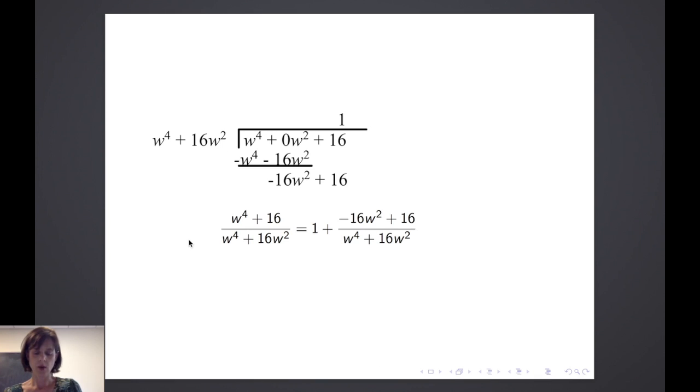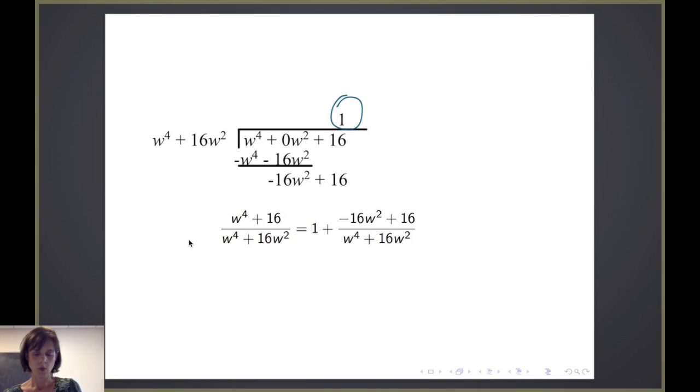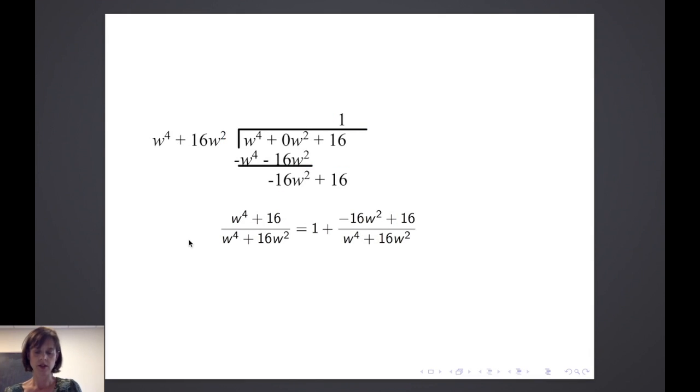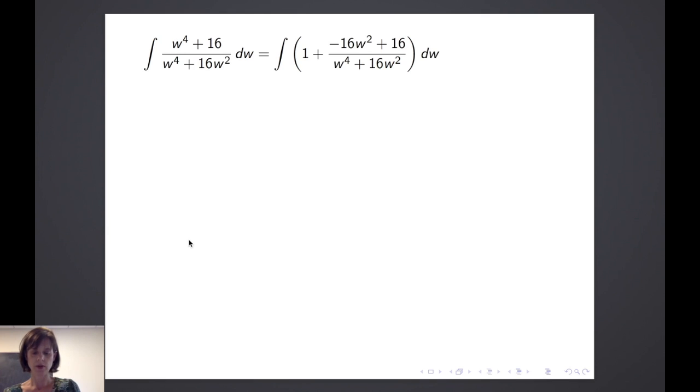And I know that w to the 4th plus 16 over w to the 4th plus 16w squared is equal to 1 plus my remainder, negative 16w squared plus 16, over my divisor. So I can continue with my integral. I've rewritten w to the 4th plus 16 over w to the 4th plus 16w squared as 1 plus negative 16w squared plus 16 over w to the 4th plus 16w squared.